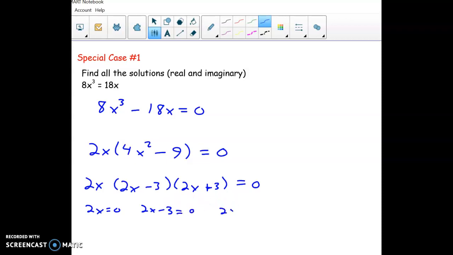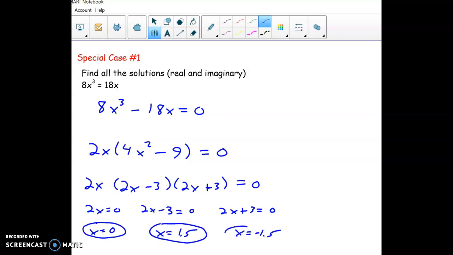Okay, and I'm going to solve these really fast just to save time. So this one, divide by 2, you'd get 0. Here you'd add 3 and divide by 2, so you'd get 1.5. Here you would minus 3 and divide by 2, so you'd get negative 1.5. And those are our 3 answers to that cubic polynomial.